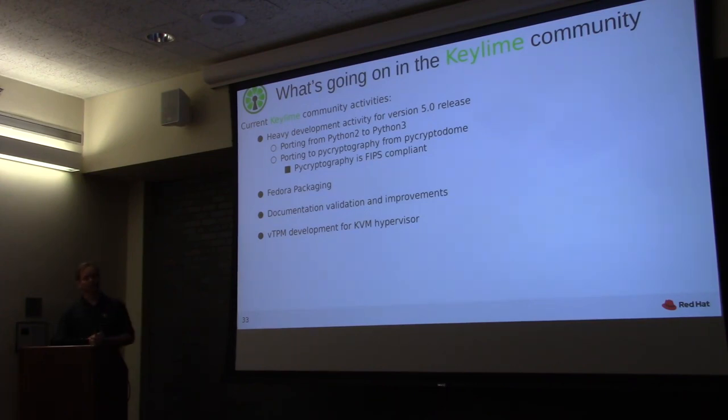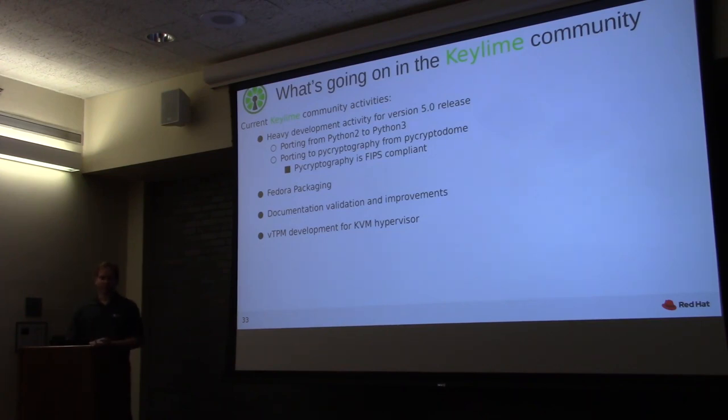Some of the other things that are more technical bits, we're actually working towards our 5.0 release. One of the major changes is targeting the Fedora 30 plus releases and that Python 2 to Python 3 change, which has caused major disruptions through our code base because it's mostly Python code. So that's going on, and we're in the process of porting to a more secure cryptographic library that actually passes FIPS compliance. That's in the works for the 5.0 release as well.